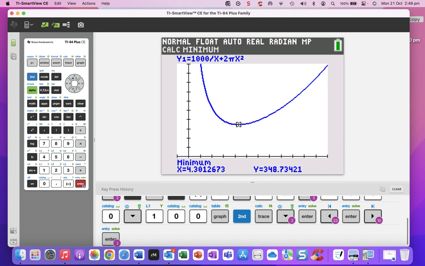So that's how you draw functions or equations where they are a bit awkward. It's by using the table feature up here.